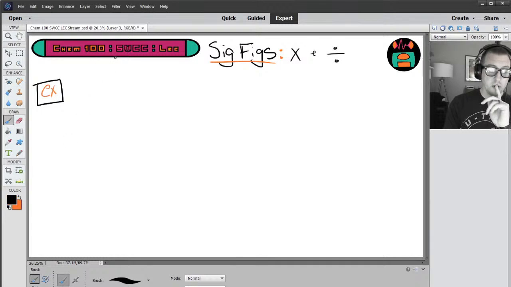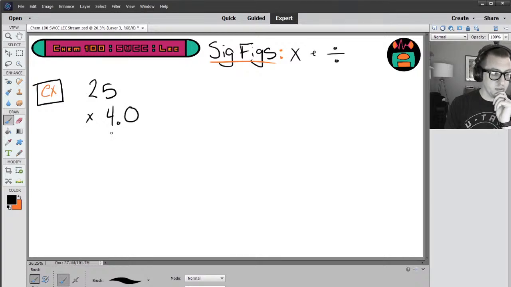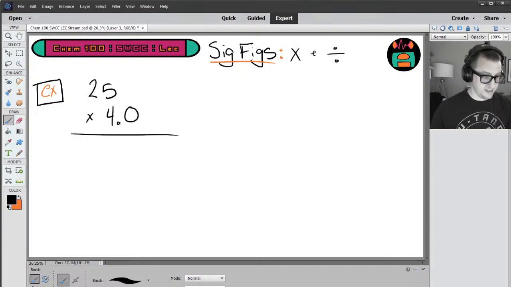Here we go. Let's do 25 times 4.0. Yes. So the thing is, and this is important to note, calculators don't understand how to do sig figs.